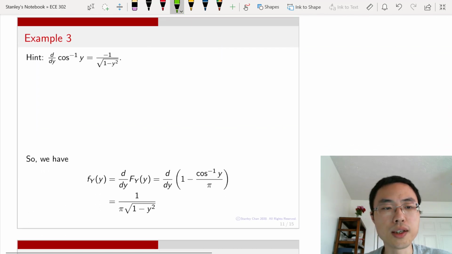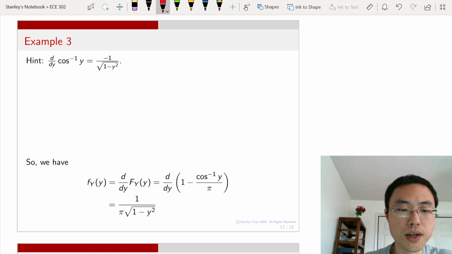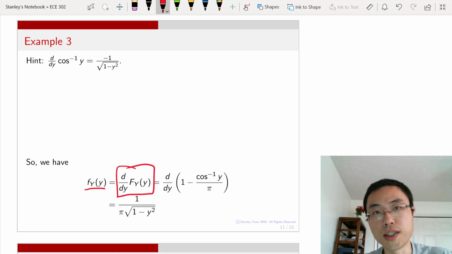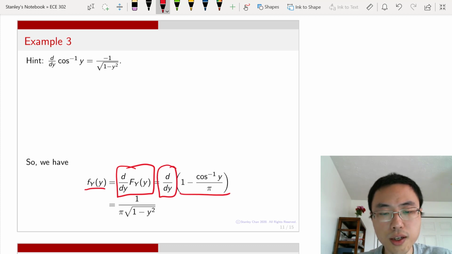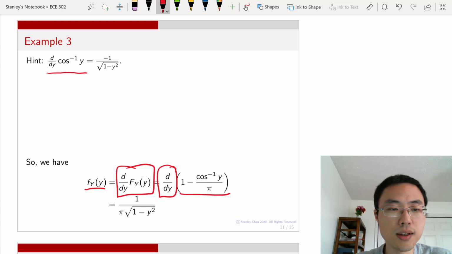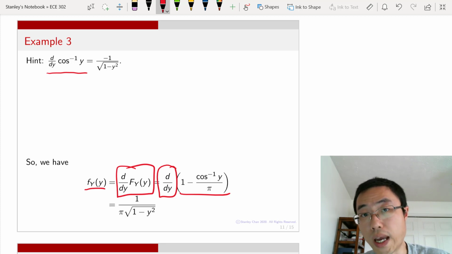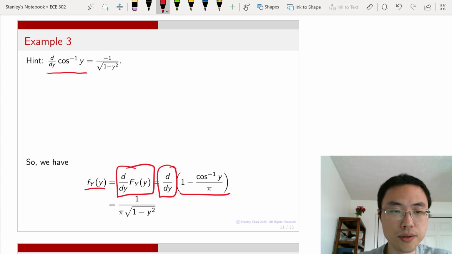Now, how do we calculate the PDF of y? The PDF of y is, of course, the derivative of your CDF. Now, you need to take the derivative of this guy. This guy involves 1 minus cosine inverse of y. I give you a hint here that d/dy of cosine inverse y is minus 1 over the square root of 1 minus y squared. So if you trust me, you plug this equation into this derivative here, you'll be able to get the solution.